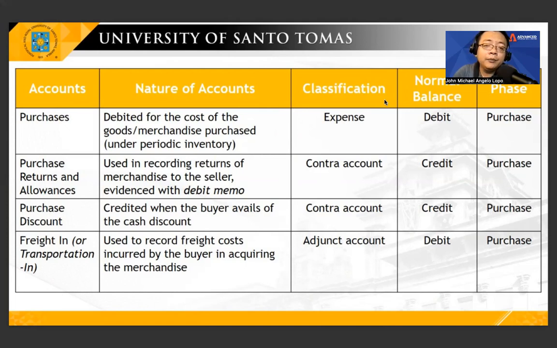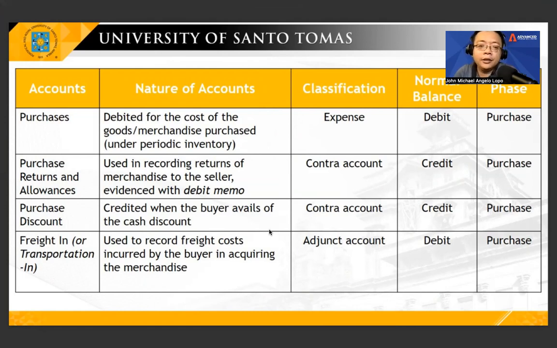Okay. In the classification, purchase is an expense, while purchase returns and allowances and the purchase discount are contra accounts, meaning if purchase has a debit balance, these two accounts have a credit balance. While freight in or transportation in is a adjunct account, and it has a normal debit balance. So all of these are to be added or deducted in the purchase to get the net purchase.